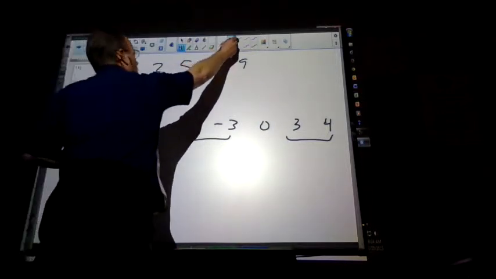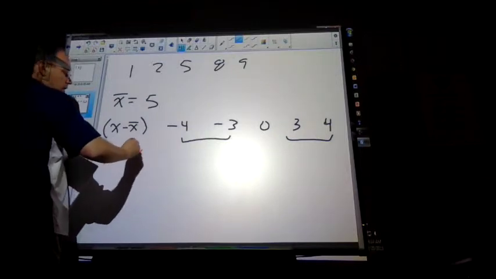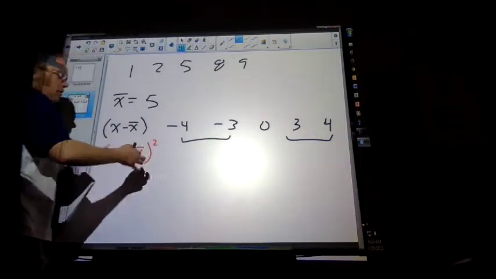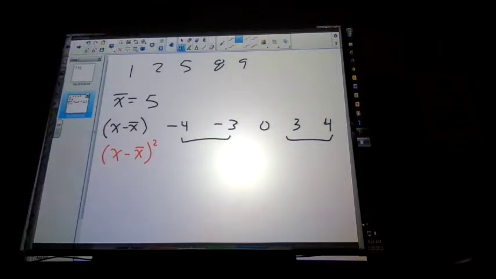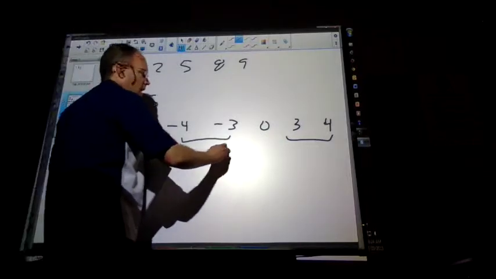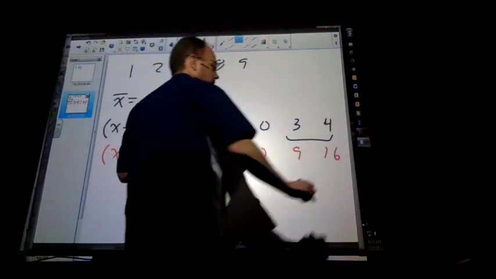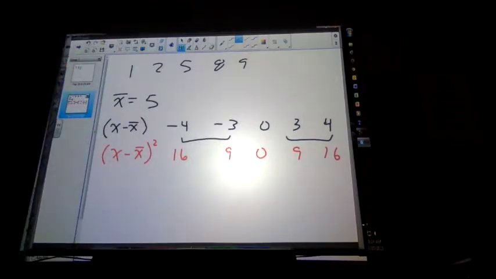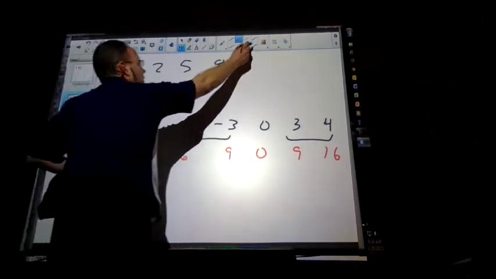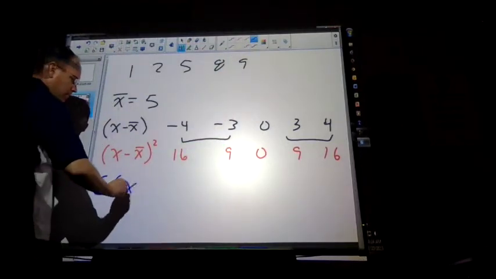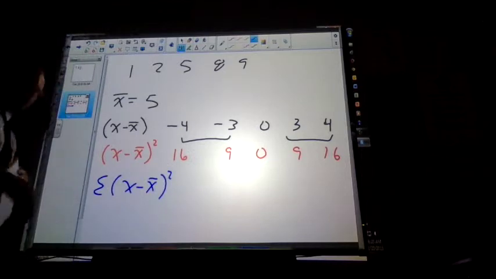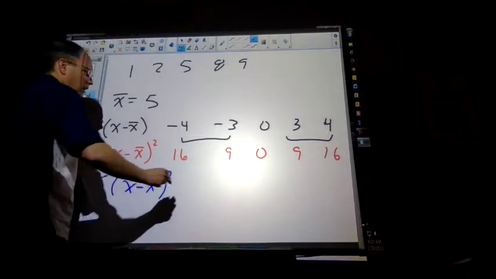And then after that, we do x minus x bar quantity squared. Remember, these are in parentheses, so anytime I square something that's in parentheses, it always comes out to what kind of number? Positive. So I get 16, 9, 0, 9, and 16. Is that okay? And then we created this. Sigma, the Greek letter, means what in math? The summation, right? Yeah, we're going to add it together. So I'm going to go 16, 9, 9, 16, and 0. Add it all together, and that'll give me 50.